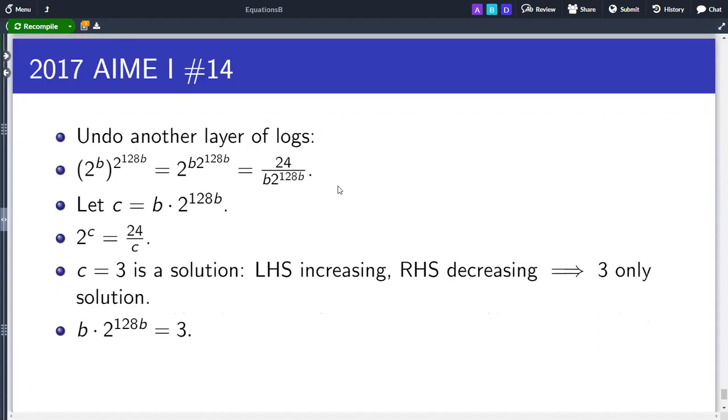Again, we have a mix of multiplication and exponentiation. So the only way that b could possibly be a nice number is if b was 3 times some rational power of 2, since 3 and 2 don't mix when exponentiating. So let's try to make this substitution: b is equal to 3 times 2 to the k.